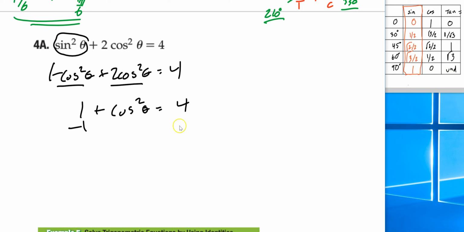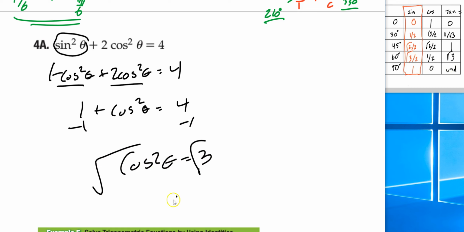And then I'm going to subtract 1. I get cosine squared theta equals 3. And then let's square root it to get rid of the square. I get cosine theta equals radical 3. Now, radical 3, if you're not sure, is like 1.54. That is bigger than 1, so no solution at all.